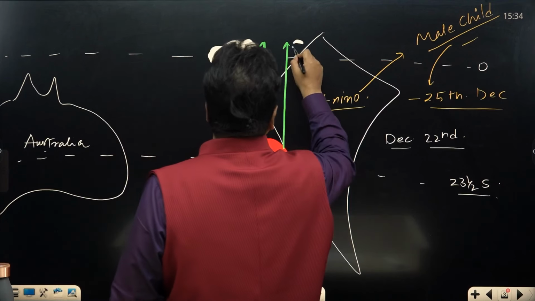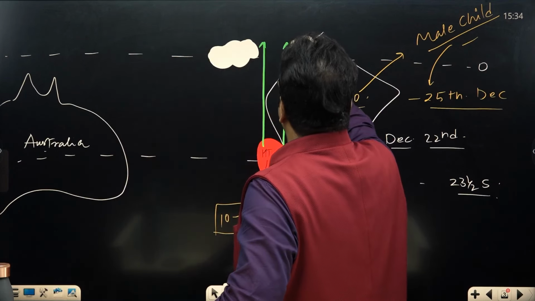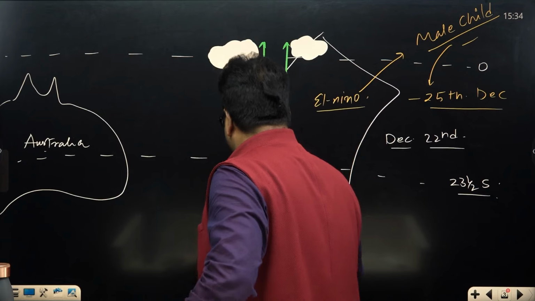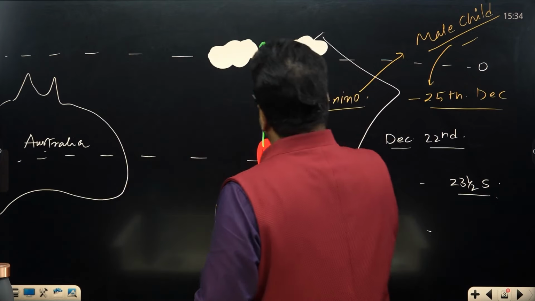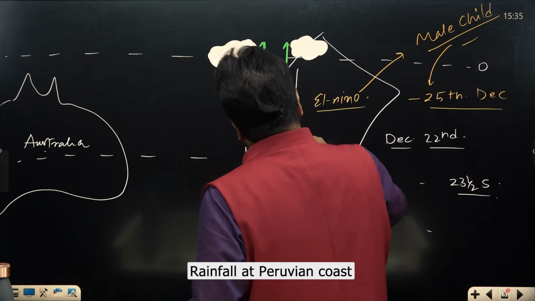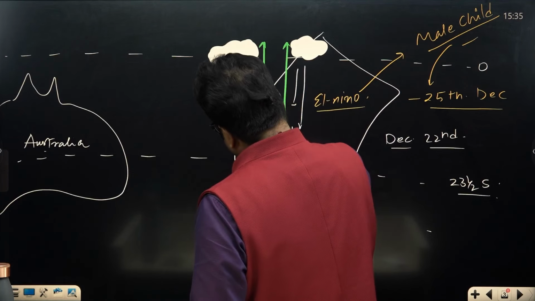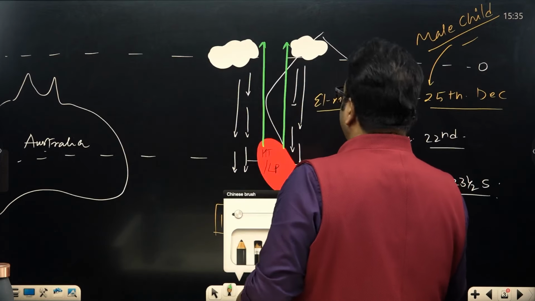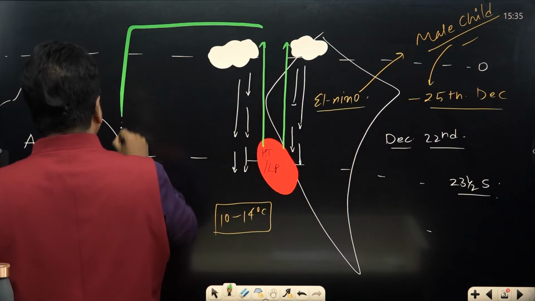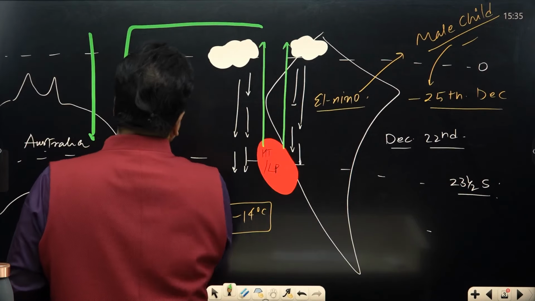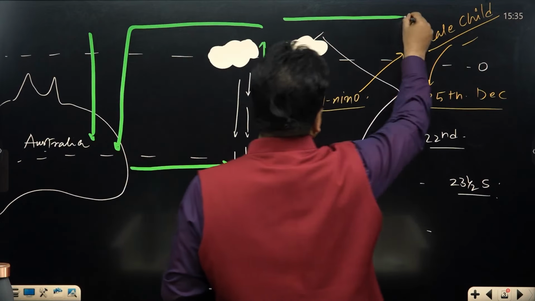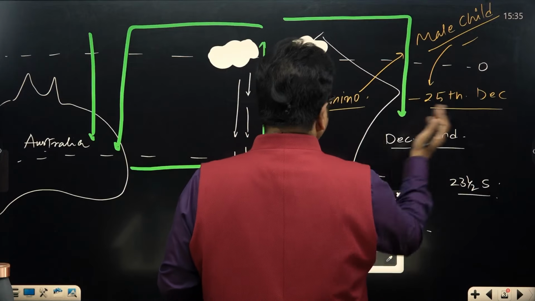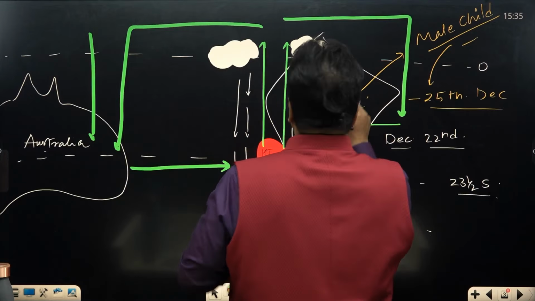Due to this rainfall, what happened? There will be coastal flooding in the Peruvian coast. There will be coastal erosion in the Peruvian coast. This is what? Rainfall at the Peruvian coast. And there will be coastal flooding, and this air diverges in two branches, one branch sinking over Australia and Indonesia, and another branch sinking over the East Atlantic Ocean. Okay, sorry, West Atlantic Ocean, and this is going to be the Walker cell.